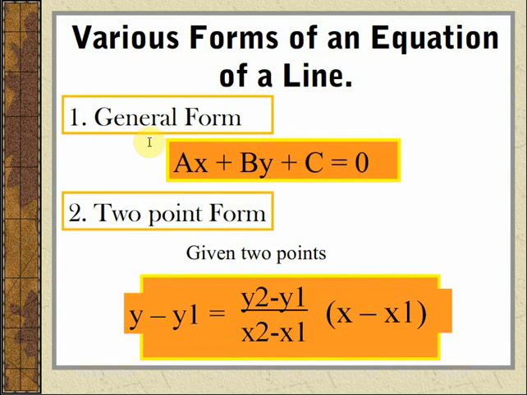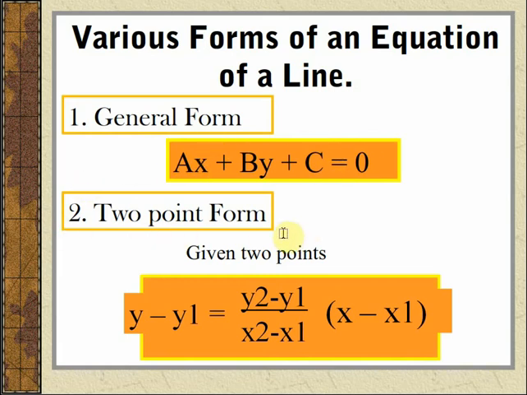The first type is the general form of equation of line, which is ax + by + c = 0. This is basically the linear equation in the general form. This is a straight line equation in the general form. And the second one is the 2-point form.